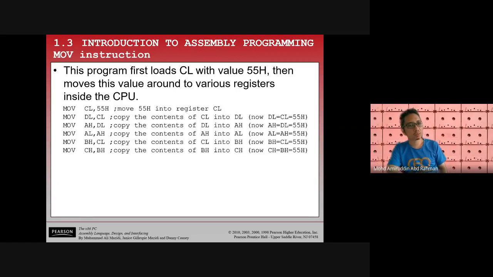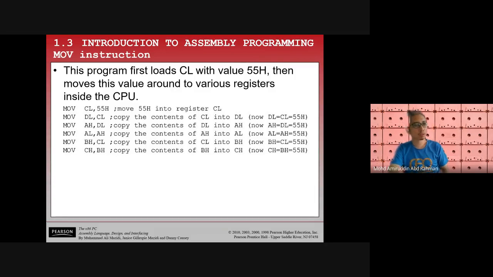And then that value, CL, you move DL, comma CL. So that means now DL becomes 55H. And then MOV AH, comma DL. So now the content of AH becomes 55H. Now we move from AH to AL, so MOV AL, comma AH. So now AL becomes also 55H.